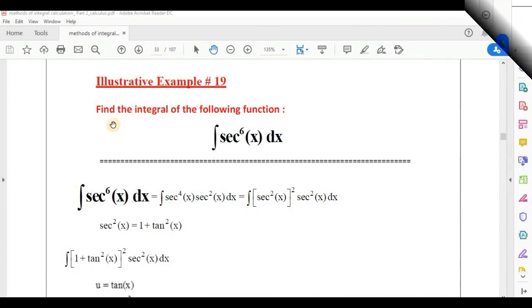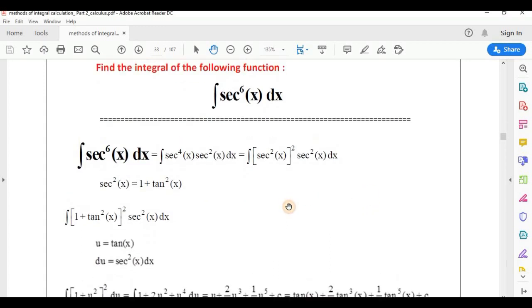Let's see this example. Find the integral of the following function: integral sec to the power 6 x dx. As we notice, we have an even power. Then we will solve this integral by the substitution method. How will we do that? We have an even power, then we withdraw 2 from the exponent. 6 withdraw 2, it will become 4.